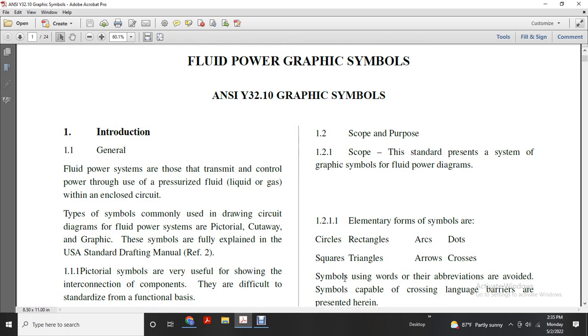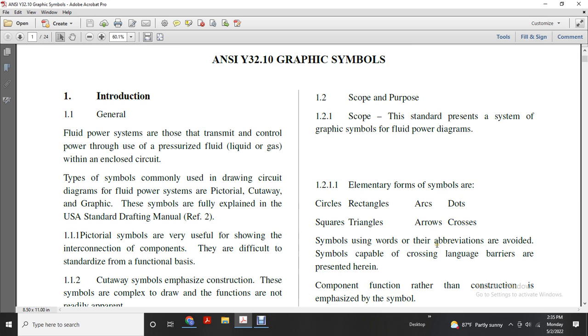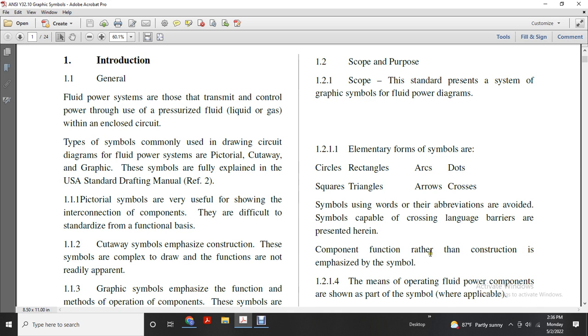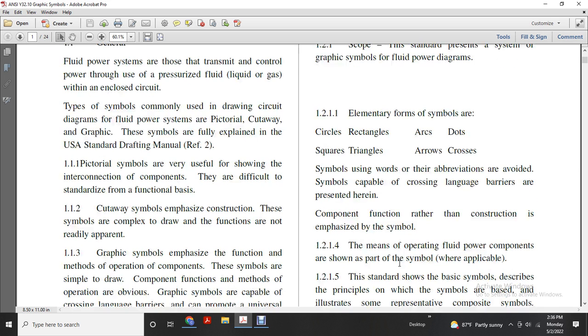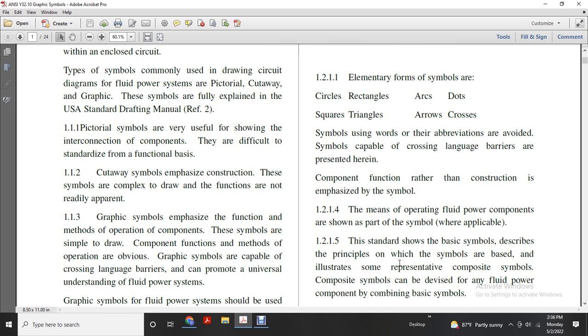1.2 Scope. The standard presents the system of graphic symbols for fluid power diagrams. 1.2.1.1 Elementary forms of symbols are circles, rectangles, arcs, dots, squares, triangles, arrows, and crosses. Symbols using words or abbreviations are avoided. Symbols capable of crossing language barriers are presented here. Component functions, rather than construction, are emphasized by the symbol. The meaning of the operating fluid power components is shown by part of the symbol where applicable.